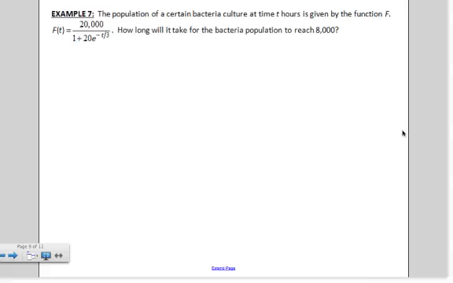Okay, the population of a certain bacteria culture at time t is given by this function. How long will it take for the bacteria population to reach 8,000? Well, remember, this is giving us how many bacteria we have at time t, which is f. So f right there is what we're looking at. We've already got this 8,000, so we're just going to set it up in the equation.